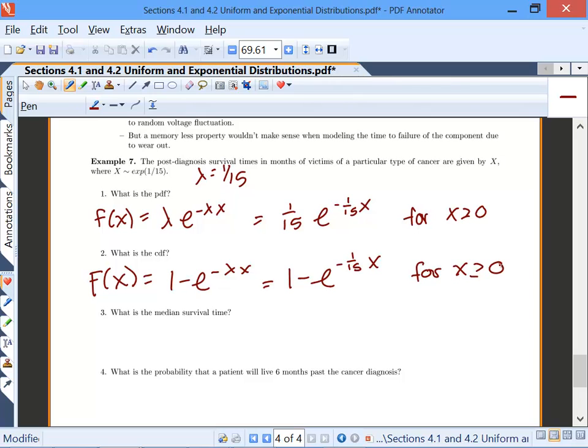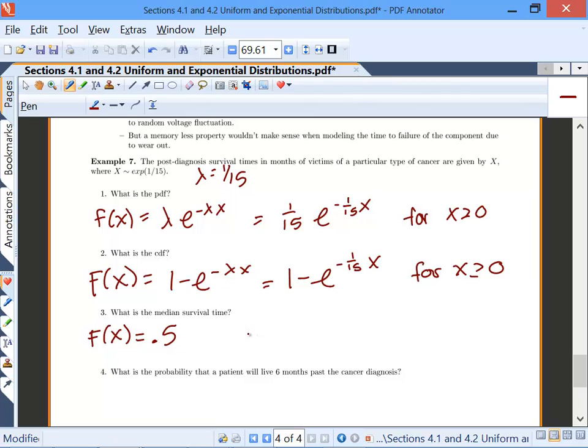Now, just a review of different things. What if I asked you to find the median survival time? How did we find the median before with our continuous distributions? Do you remember? The median isn't the expected value. Set it equal to 0.5, because the median is the point where half the probability is below and half the probability is above. So if half the probability is below, we can set the CDF equal to 0.5 and solve for x.